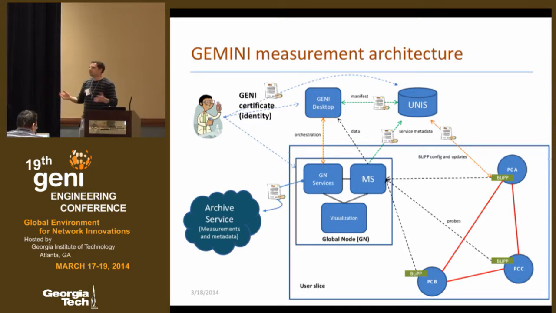So all of the passive measurements and all the information about your slice that's collected by default is sent to an archive service, iRODS, and that includes all of the measurement store data that's been collected on the global node as well. So if you have a bunch of long-running experiments and you have a lot of active probes, all of that information is dumped and saved off for you for later analysis.